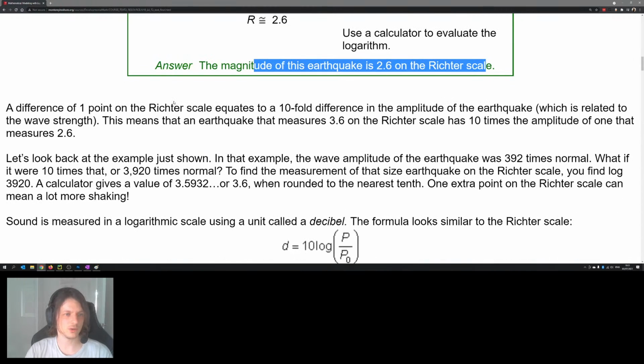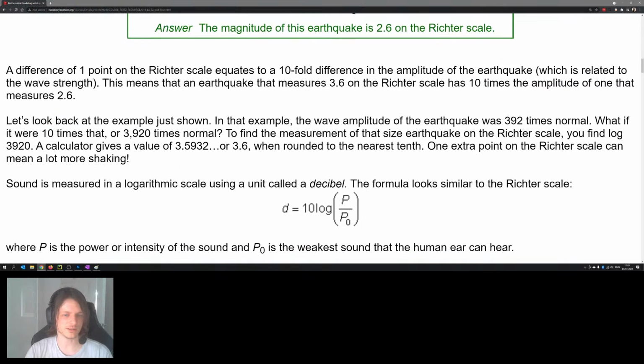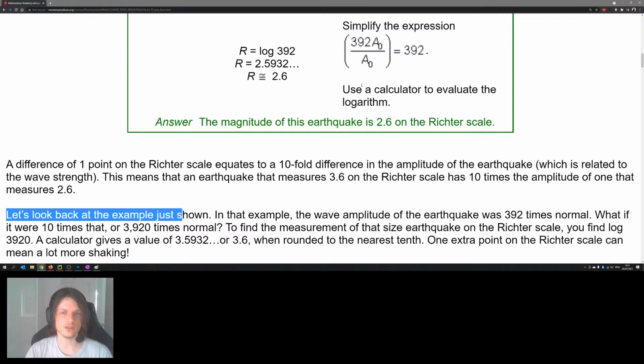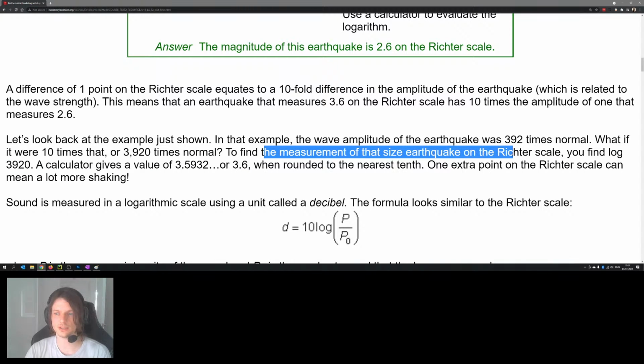A difference of 1 point on the Richter scale equates to a tenfold difference in the amplitude of the earthquake. Yeah, but once again, this is just like some unit output, right? Look at the example just shown. In that example, the wave amplitude of the earthquake was 292 times normal. What if it were 10 times that, or 3,920 times normal? To find a measurement of that size earthquake on the Richter scale, you find log 3920. Calculate gives a value of 3.5 or 3.6.